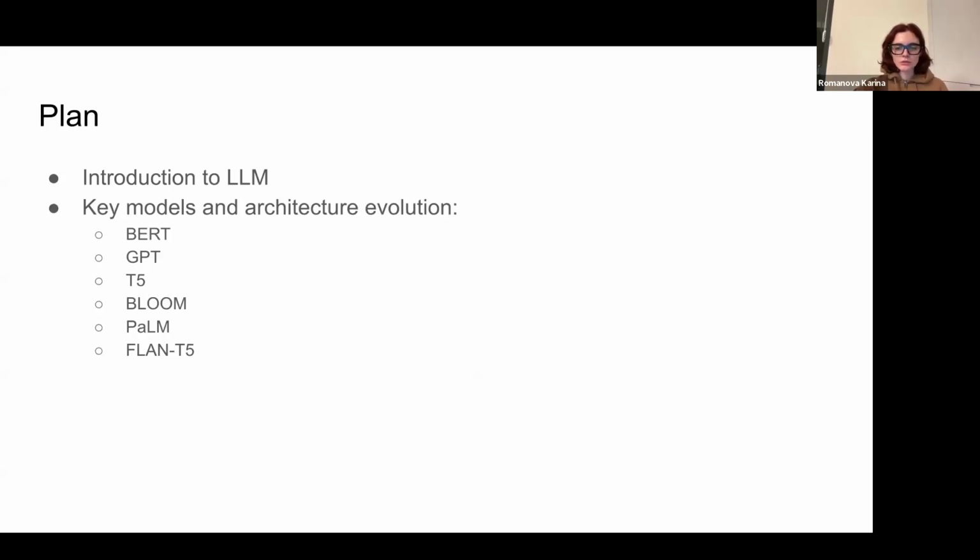So here is an outline. Today's plan includes the following points. First, we will introduce large language models and define their fundamental characteristics. Then we will discuss key architectures, starting with BERT, GPT, T5, Bloom, PaLM, and Flan-T5. We'll cover each model's structure, training techniques, datasets, and practical applications.